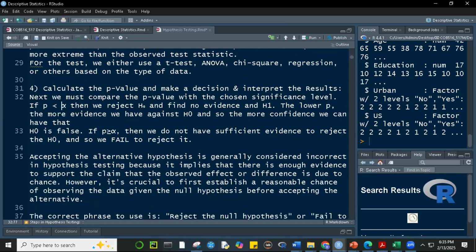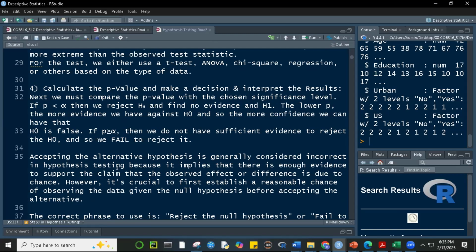Okay, so here is what I was saying a while ago. We don't say we fail to reject the null hypothesis, therefore we accept the alternative hypothesis. It is generally incorrect in hypothesis testing. Okay, because if we say that, then we're actually saying that we're trying to prove the alternative hypothesis.